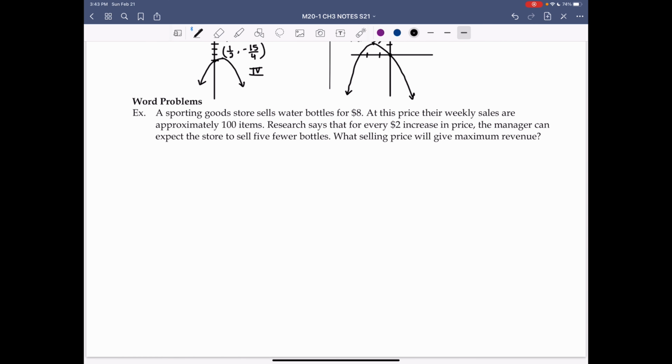A sporting goods store sells water bottles for $8. At this price, their weekly sales are approximately 100 items. Research says that for every $2 increase in price, the manager can expect the store to sell 5 fewer bottles. What selling price will give maximum revenue? So this is what we call a revenue problem.